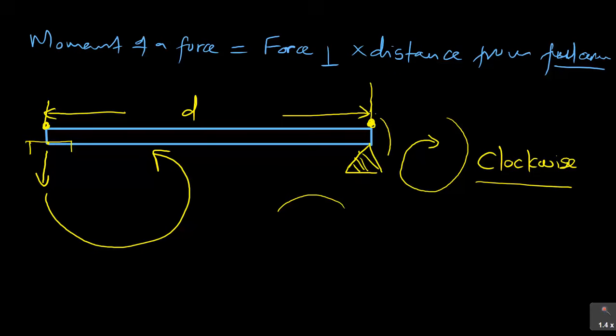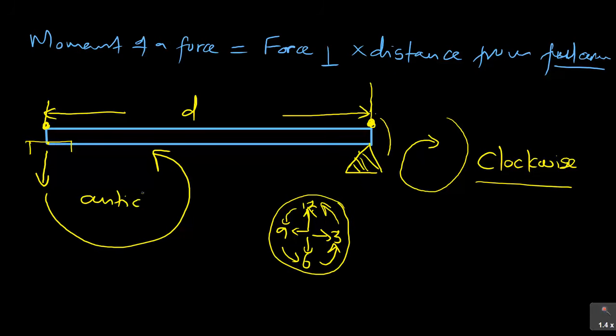Again, back to our clock. If I have my 12, my 6, my 3 and my 9, now you see that the beam is changing movement. It is starting from 12 going to 9, going to 6, going to 3. So the movement of the beam is now in this direction, as you can see. So we call this anti-clockwise.